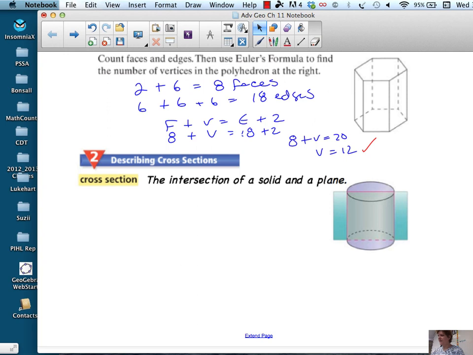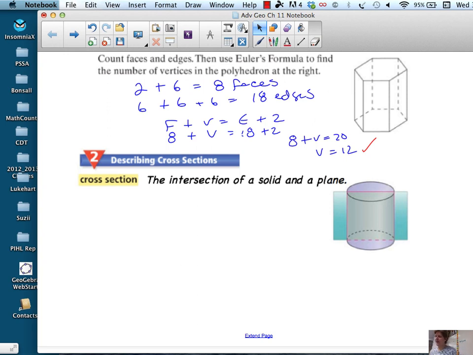Okay. Now, the last thing they have in this section is cross-section. So a cross-section is the intersection of a solid and a plane. So if we take any three-dimensional solid, any polyhedron, cylinder, cone, or anything like that, and we cut it with a plane, what we're going to get is a cross-section.